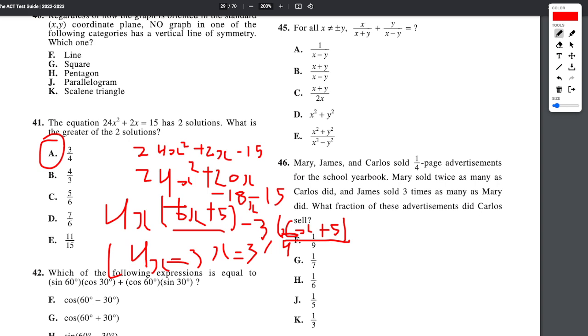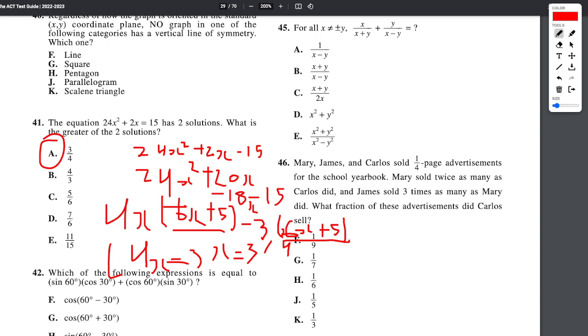Another way is just to graph this on a calculator. Type in 24x squared plus 2x minus 15. Then hit graph, and then do second trace. Then type in 0, move to the zero, and then hit enter, something like that. But yeah, I mean, if you know it, you know it. 24x squared stuff. Oh yeah, so 41 is A.